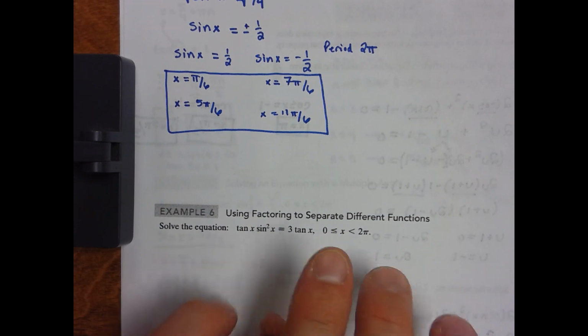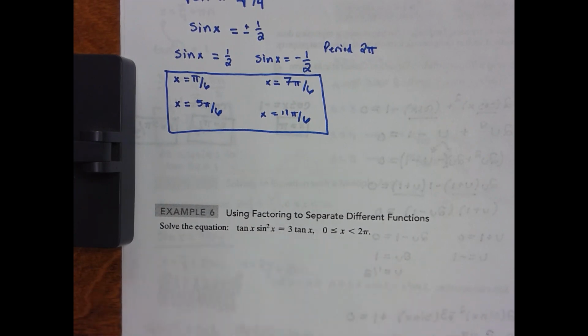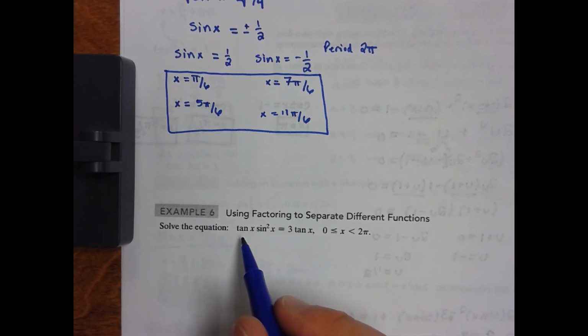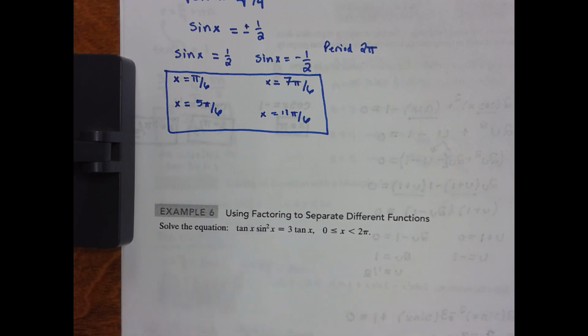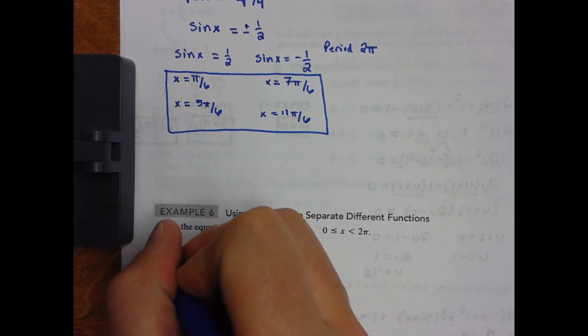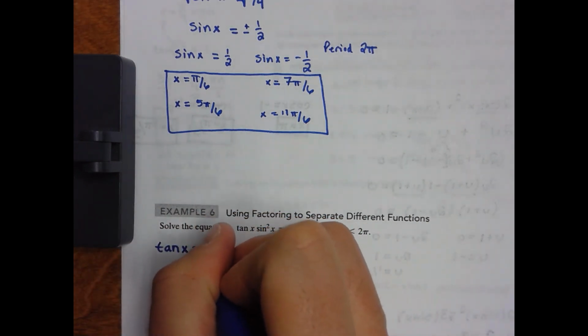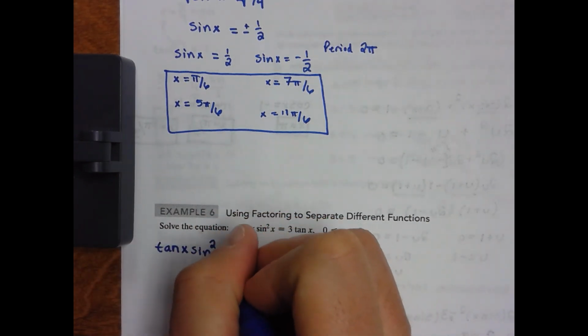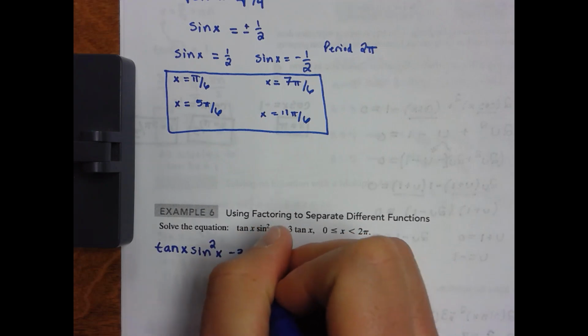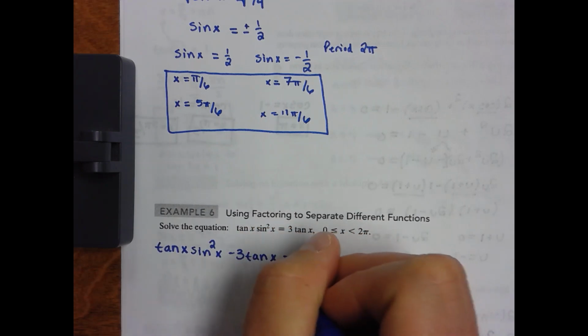So a good place to start, and we kind of talked about this yesterday, is get all the trig functions to one side, essentially isolating those trig terms. So I'm going to subtract this 3 tangent of x to the other side, but know that it does not subtract away from this tangent of x because that tangent of x is being multiplied to that sine squared. So I'm just simply going to subtract it to the other side, and it just makes it a whole new term on its own. So tangent of x times sine squared of x minus 3 tangent of x equals 0.